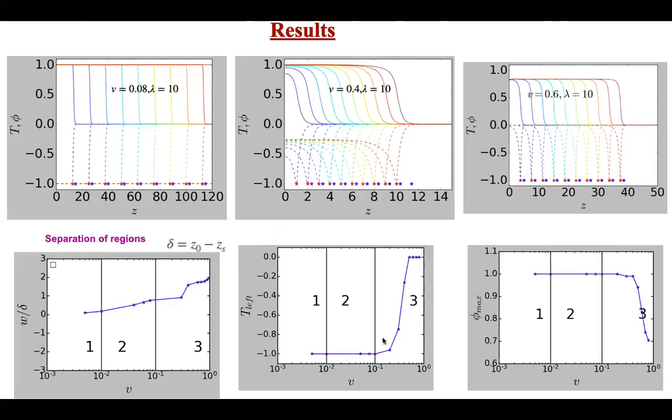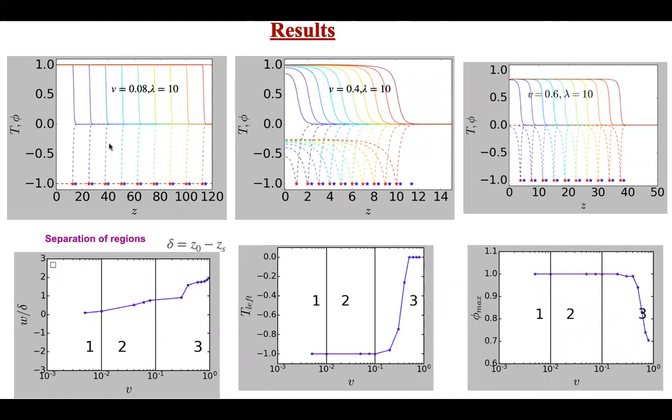From the simulation, we get the temperature and crystallinity profiles. Here I've shown these profiles at three different velocities of the sink. So in all these plots, the dashed curves are the temperature profiles and the solid ones are the crystallinity profiles. And the star represents the location of the sink.